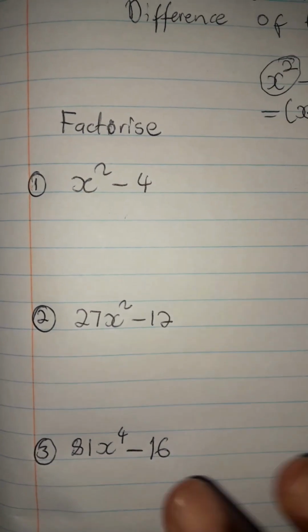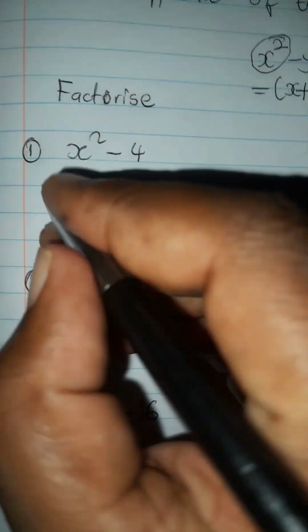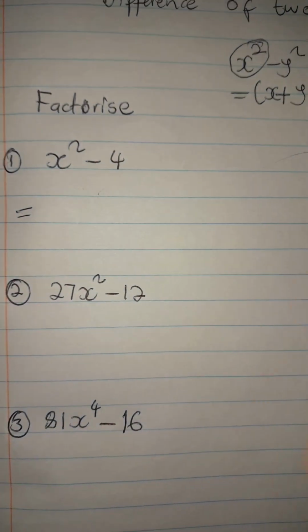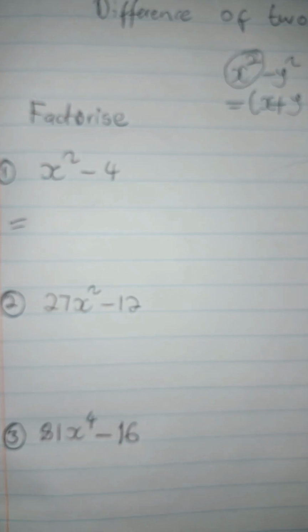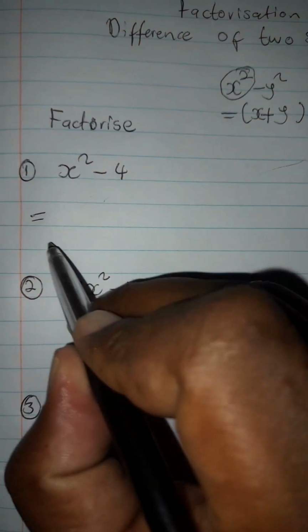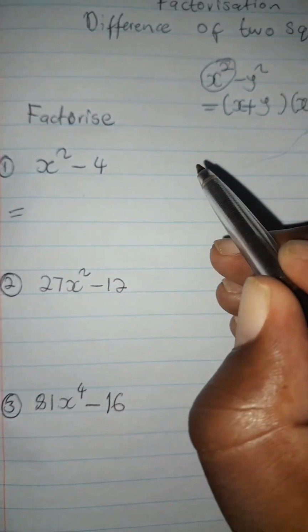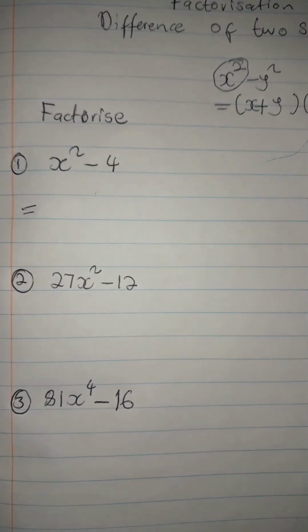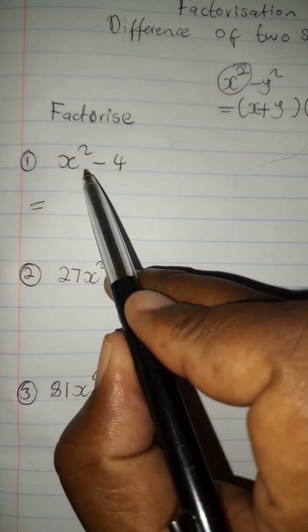Right, let's consider the first question. We are given x squared minus 4. Remember, this is a difference of two squares. The only thing that can help you to see that this is a difference of two squares is that the terms are separated by a minus sign.